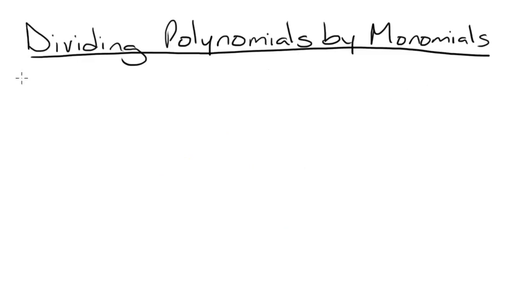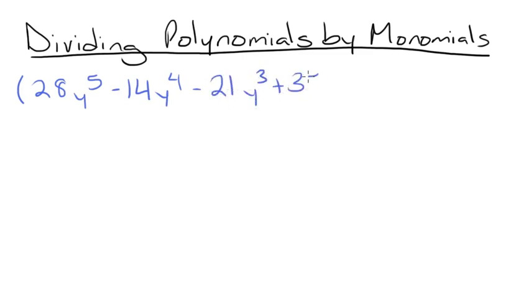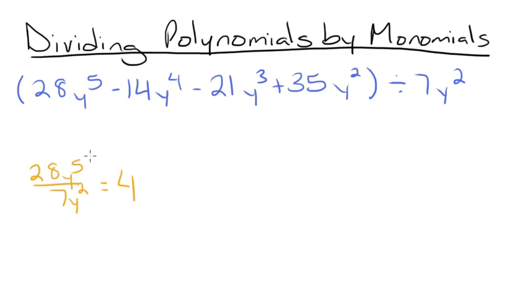Let's try another example. 28y to the 5th minus 14y to the 4th minus 21y cubed plus 35y squared divided by 7y squared. Remember, we always want to divide each term of the polynomial by the monomial. So let's start with 28y to the 5th. 28y to the 5th divided by 7y squared is equal to 28 divided by 7 is 4, and y to the 5th divided by y squared is y cubed.